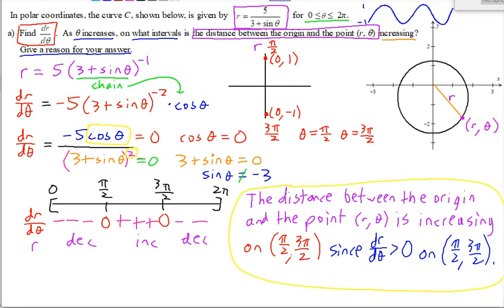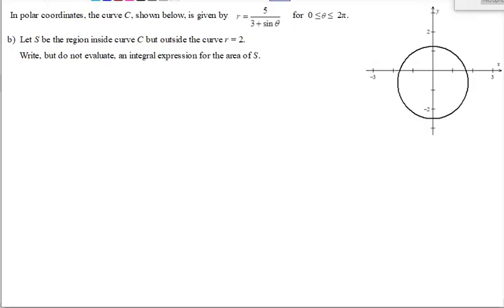All right, let's take a look at the next one here, which is part B. So we have the same overall polar equation here. So now we're asked, it says let S be the region inside curve C, but outside the curve R equals 2. So again, here's curve C right here, which they already graphed for you. And outside the curve R equals 2.